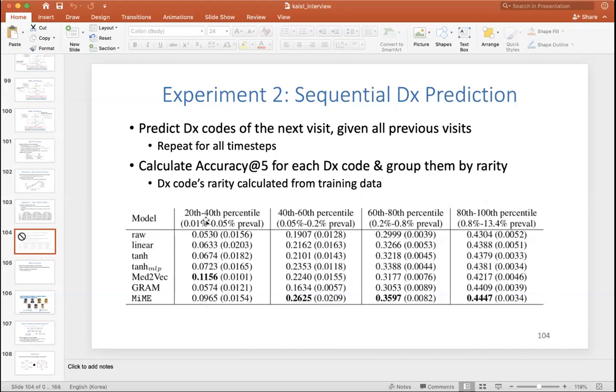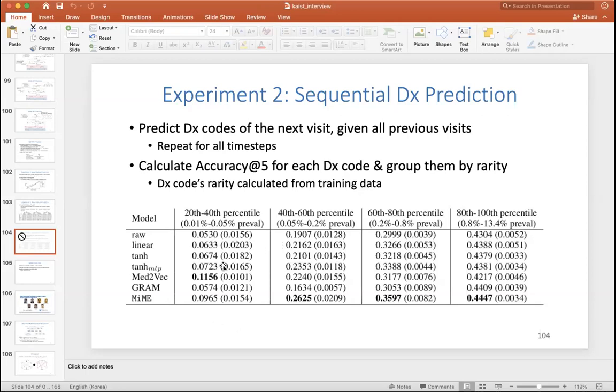So the hypothesis is the same, it's still the same principle. Because MIME is a regularization technique, it should outperform other models when dealing with rare diseases. And empirically, it shows.